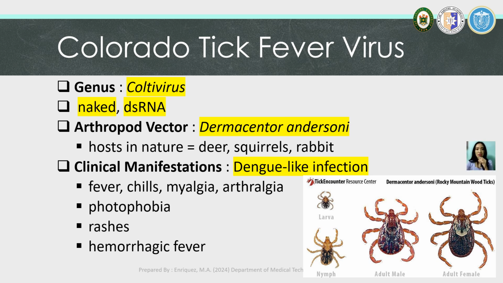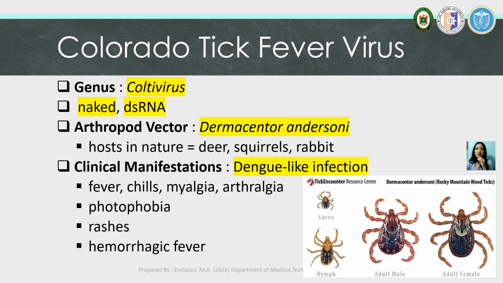Now, the specific vector that is involved is the Dermacentor andersoni, as we can see right here in these bottom right photos. Okay, so ayan po, no, again, yun yung mga bagay na hindi natin dapat kalimutan. Again, arthropod vector for the Colorado tick fever virus is the Dermacentor andersoni. Clinical manifestations would resemble dengue, all right, or it leads to a dengue-like infection.